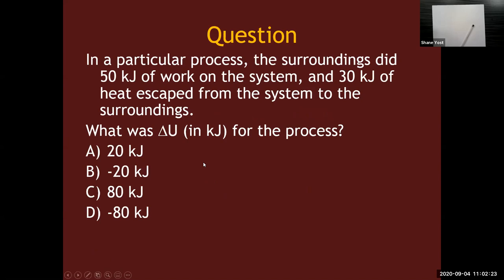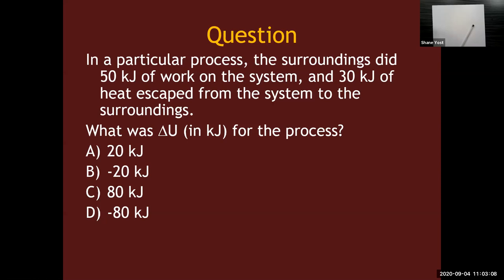All right. As a review from the other day, we have some process where the surroundings did 50 kilojoules of work on the system, and 30 kilojoules of heat escaped from the system to the surroundings. What is the value of delta U in kilojoules for this process? I have people saying A.